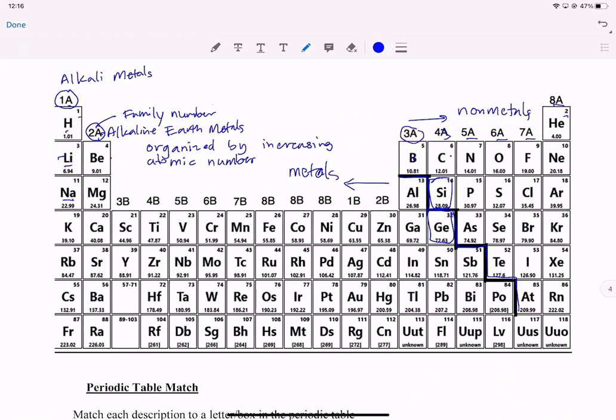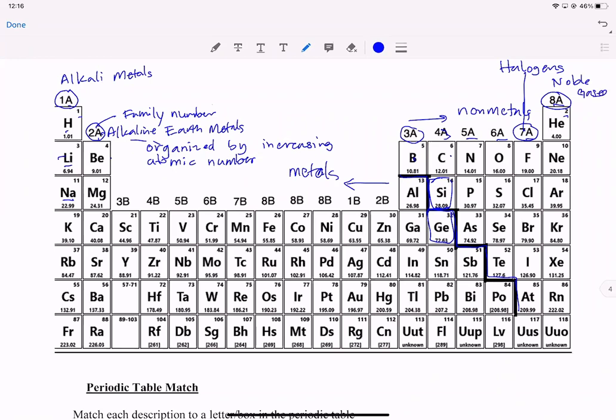It's kind of like the last name of your family. Everyone has the same last name. So this is the family name of 2A, the alkaline earth metals. And then family 7A also has a family name. They're called the halogens. And family 8A has a family name of the noble gases.